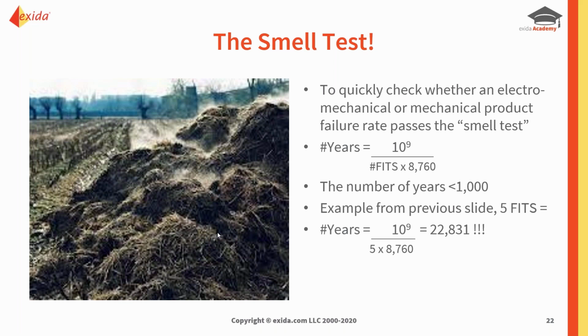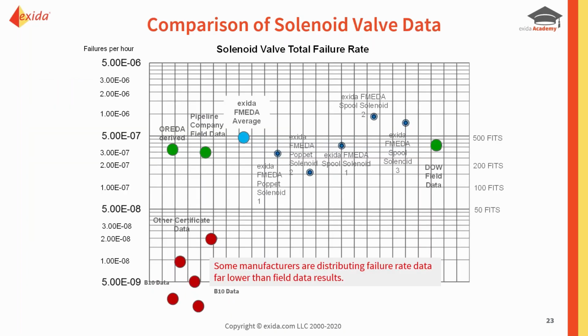So what is 5 FITs? Well, if you do the math, it's saying that I'm going to get a dangerous failure once every 22,000 years, roughly. Now, any process engineer or any safety engineer, if you said that, they'd laugh at you and say that's just not going to happen. But that's what that's saying, and that's on a certificate.